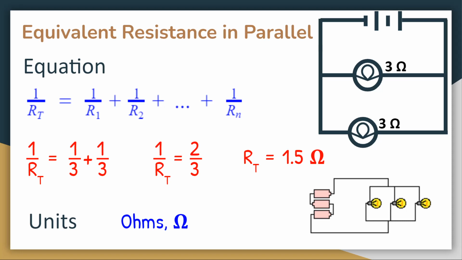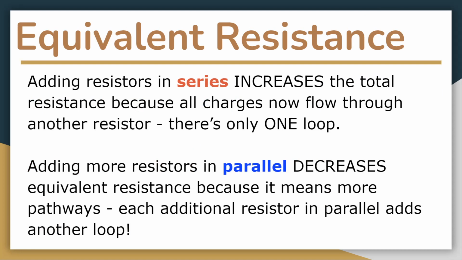All right. So this kind of summarizes what we just talked about, but adding resistors in series increases total resistance because all of those charges now have to go through another resistor. So if I added another 3 ohm light bulb on my series circuit, now it's 3 plus 3 plus 3 because they all have to go through all of them.